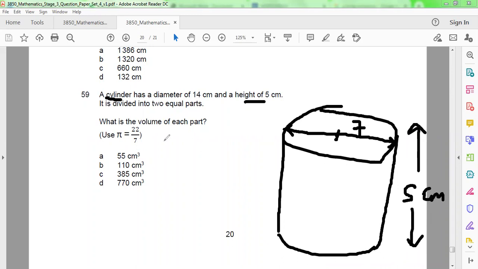All right. It says, what is the volume of each part? It's divided into 2 equal parts. So basically, the cylinder is divided into two equal parts. So what we're going to do is find the volume of the entire thing, and let's divide it by 2.